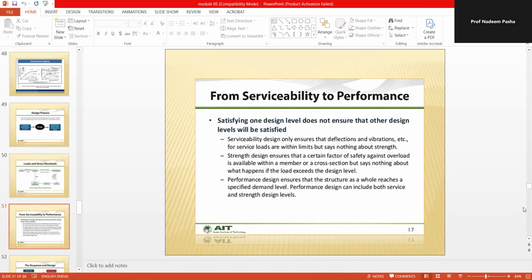See here, from serviceability to performance. What it is saying: satisfying one design level does not ensure that the other design levels will be satisfied.